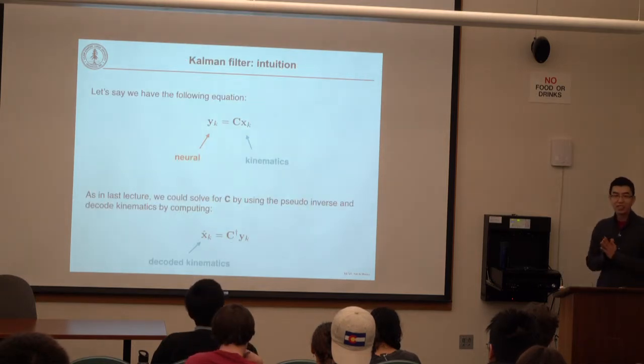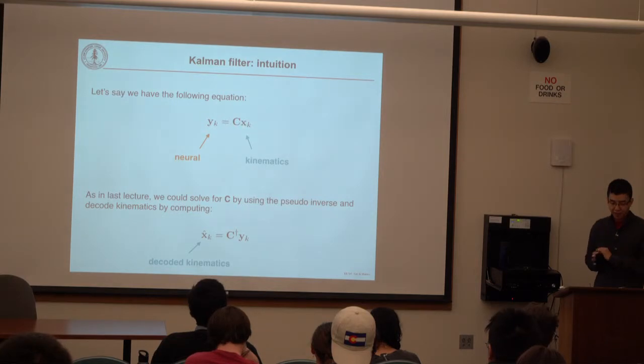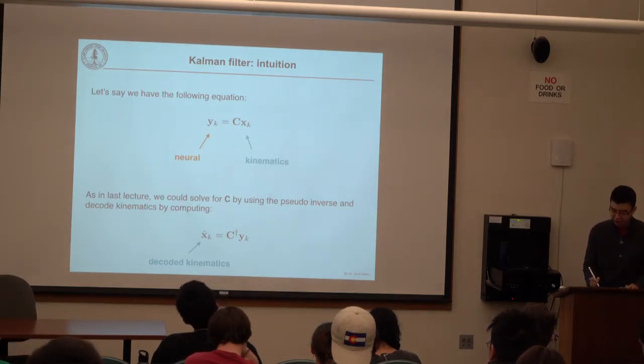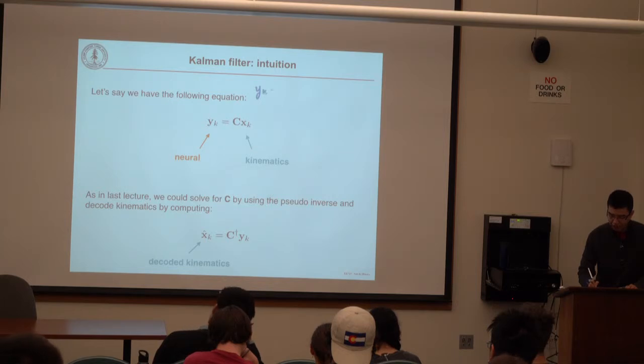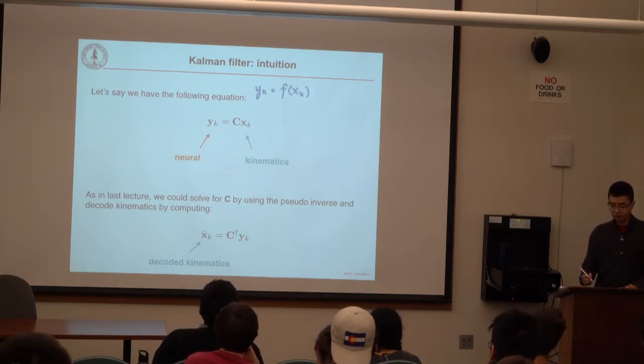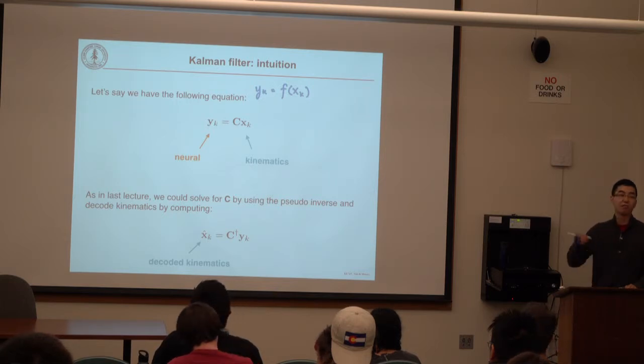All right, so what's the intuition behind the Kalman filter? Let's start off with the following equation. This equation is sort of inspired from our tuning models where we said that the neural data was a function of the kinematics. And in the various homeworks, you've been able to solve for this f when this f was a cosine.